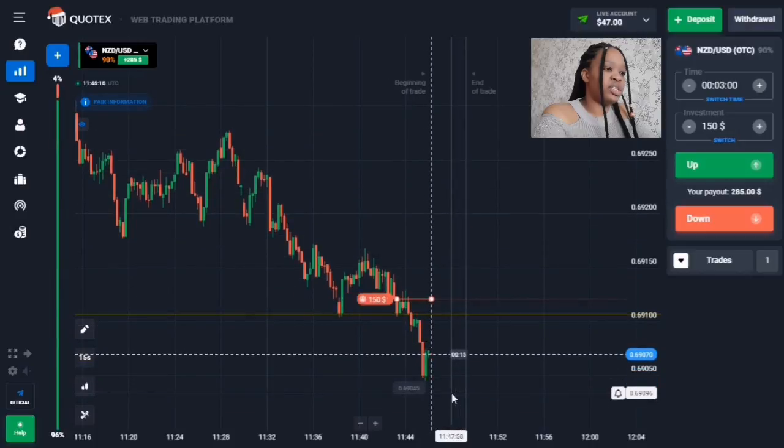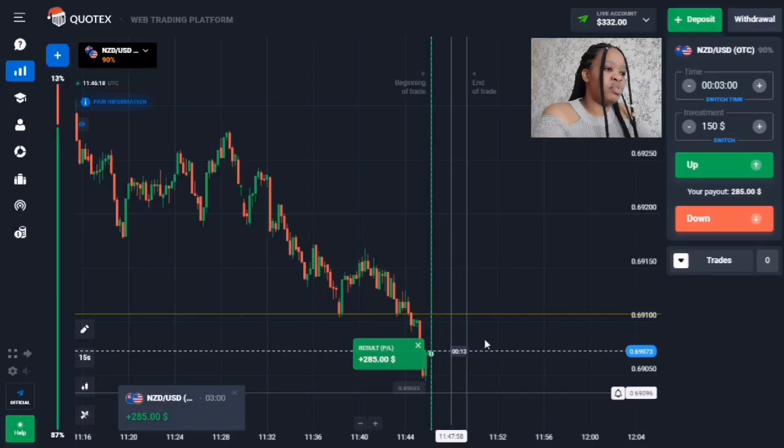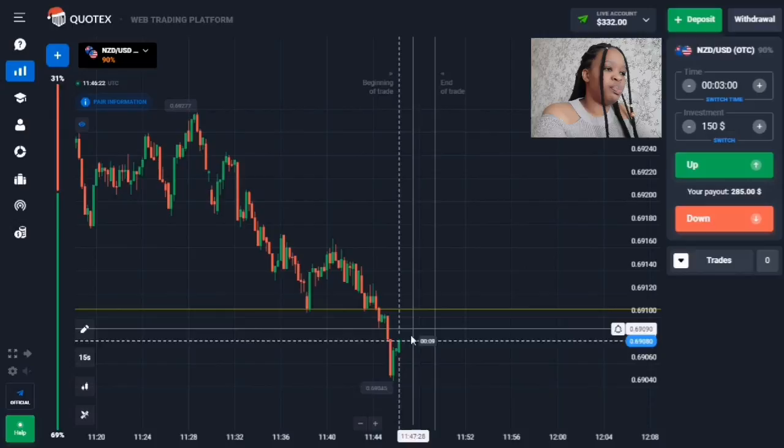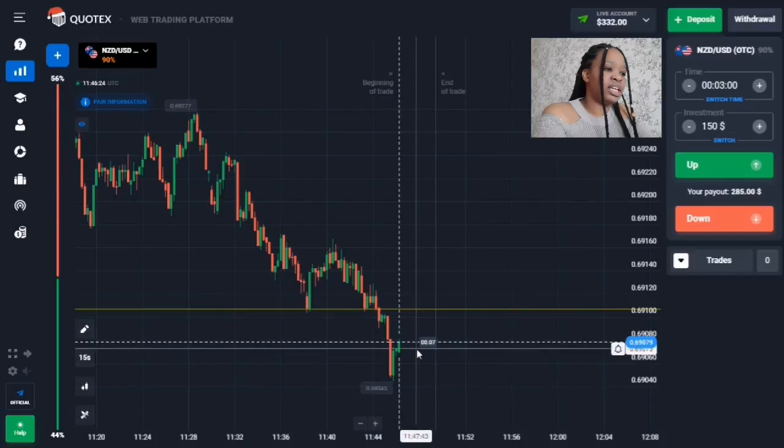Well, it's very good. After a small flat, downward movement continued and the level was broken through. We are getting brilliant profit. So I think let's continue and move to the next situation.